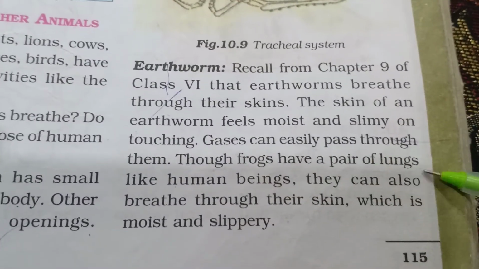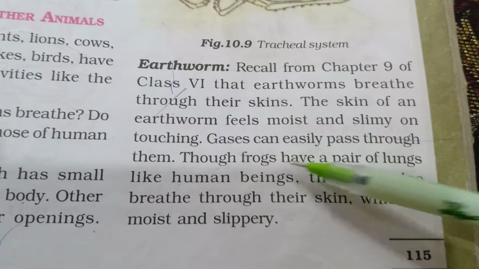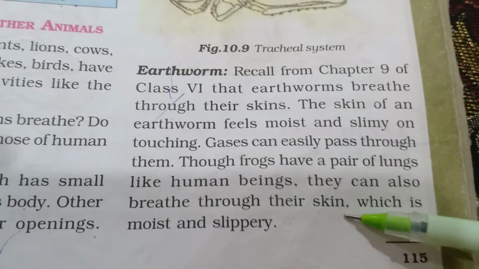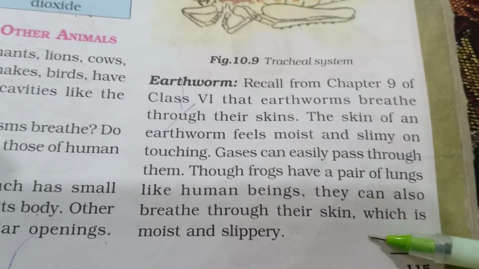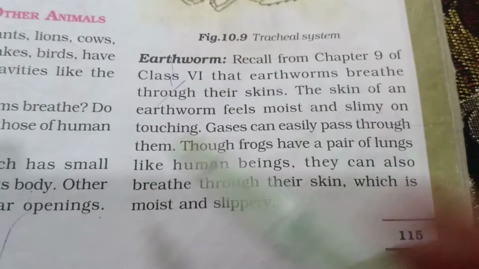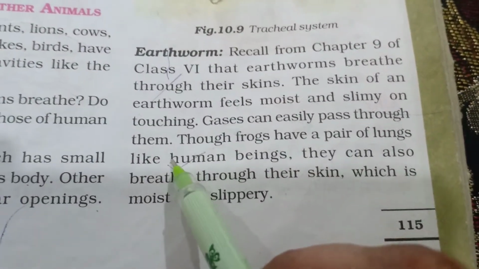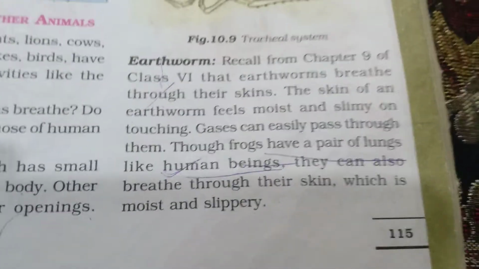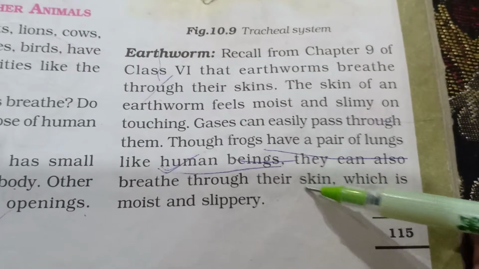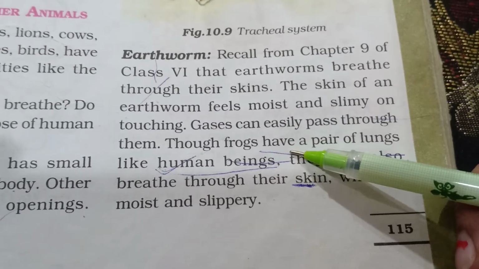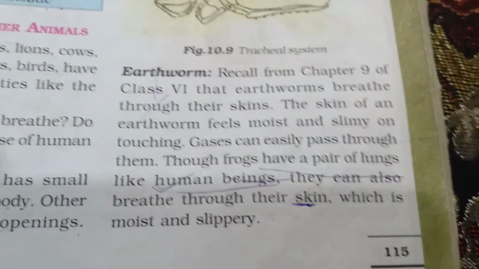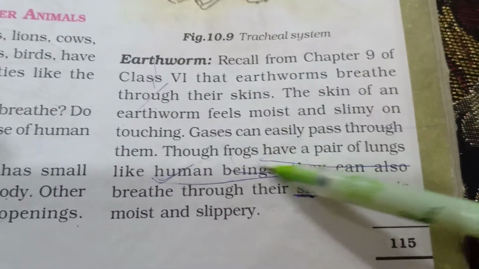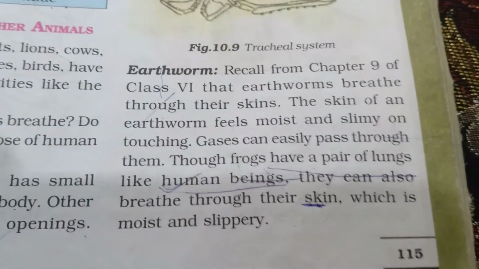Frogs have a pair of lungs like human beings. Frogs के पास कैसे होते हैं? Lungs होते हैं, pair of lungs जैसे हमारे पास होते हैं. They can also breathe through their skin. उनके पास lungs भी हैं और वो skin से भी breathe कर सकते हैं. So this is an example. It can come in your exam question कि जो frogs होते हैं they have a pair of lungs as the human beings and they can also breathe through their skin. So question आ सकता है कि which animal या which you can say aquatic animal have both lungs and skin. So you have to answer it with a frog which is moist and slippery.